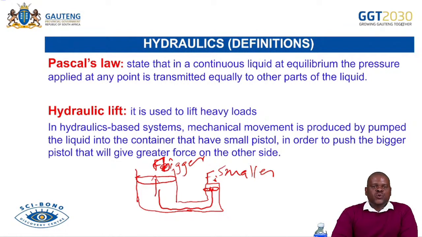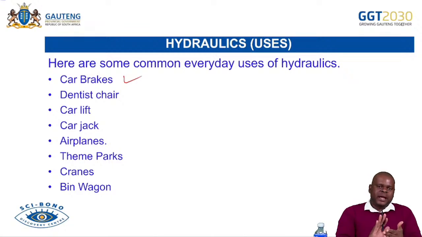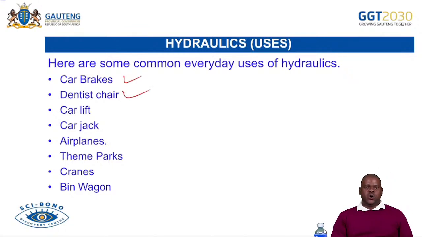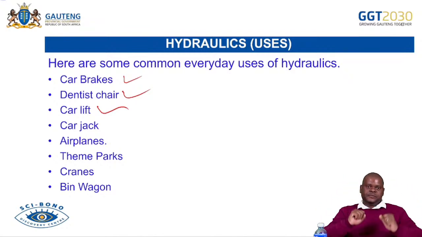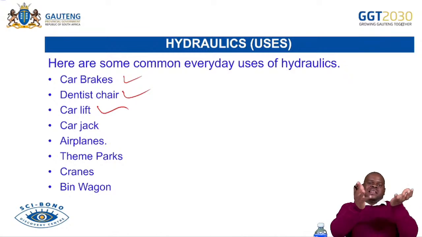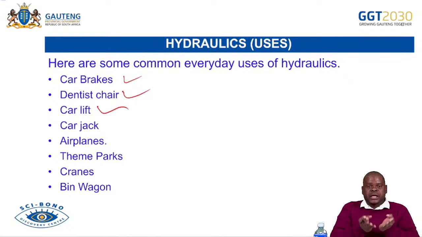And then where do we use this hydraulics in everyday life? The car brakes. It is so amazing that with the car brakes, by applying a small force on the brake, you can stop a car that is moving at 180 kilometers per hour, because of the hydraulics. And the dentist chair: the reason why the dentist chair can carry you and take you to different positions is this hydraulics. Car lift: there are things that we use in a scrapyard or a mechanic's garage to carry cars, and they apply only a small force as an input. Then it will produce an output force that will be able to carry a heavy car.